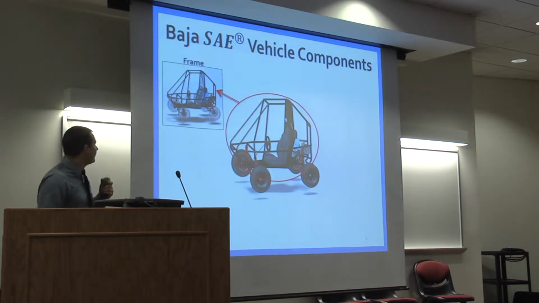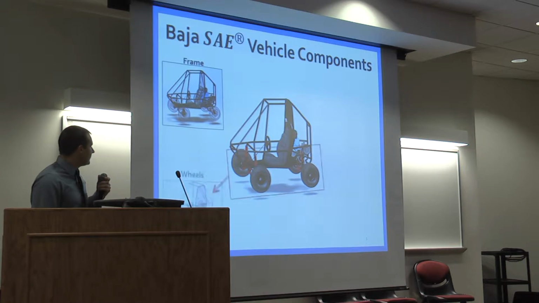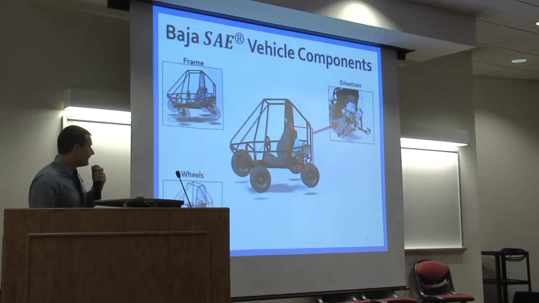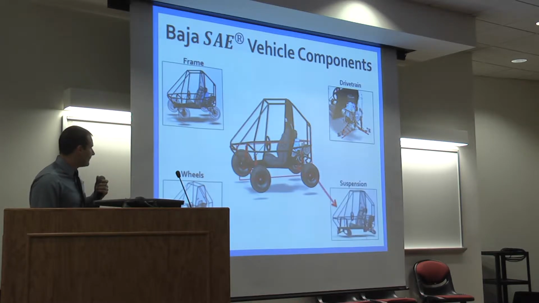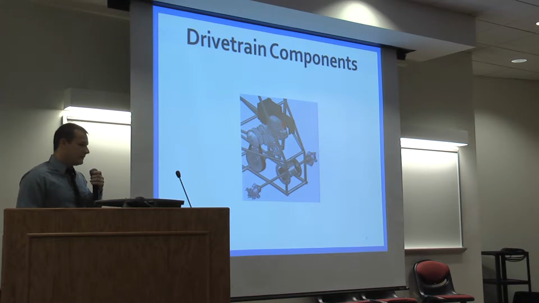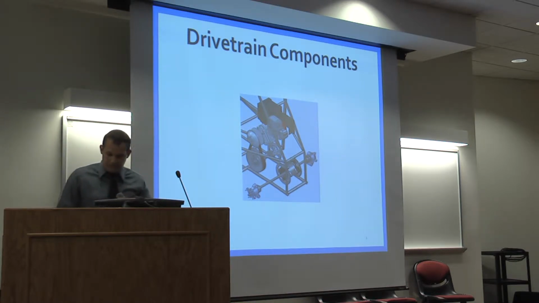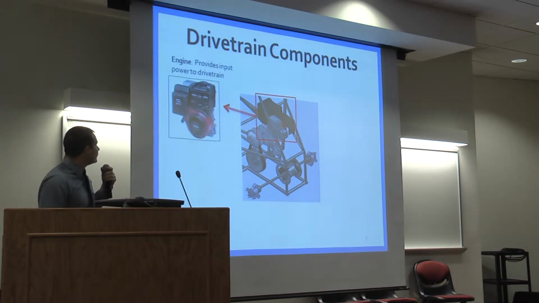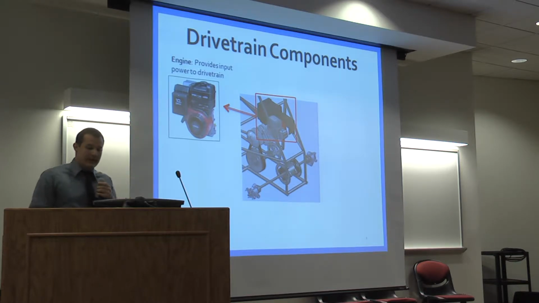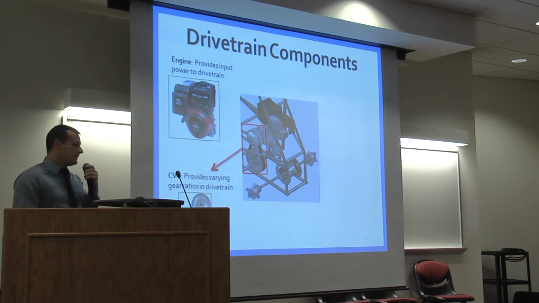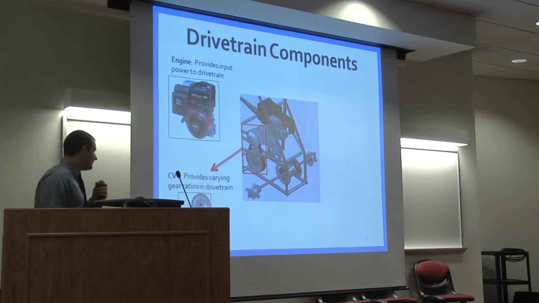First is the frame. Next is the wheels. Then the drivetrain and the suspension. Within the drivetrain, there are a few other components, which include the engine, which provides input power to the drivetrain, a CVT, or a continuously variable transmission, that provides varying gear ratios to the drivetrain.